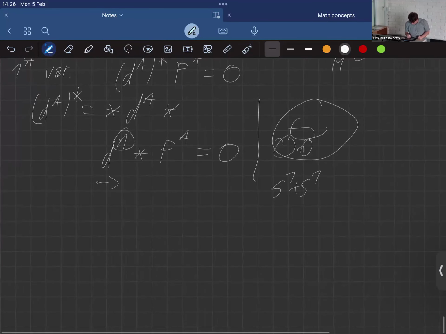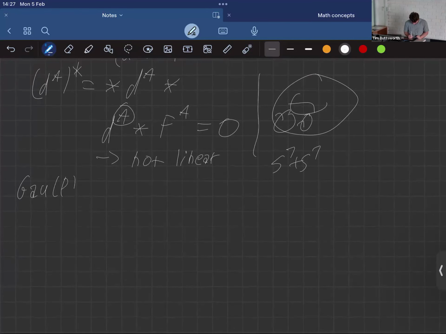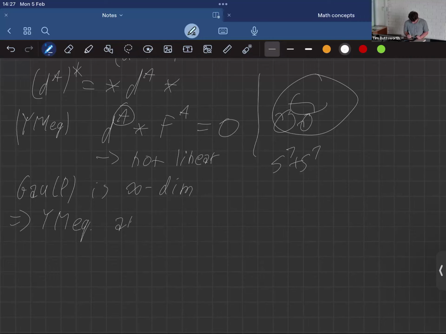So this A means nonlinear, and the nonlinearity is not so bad because we will see probably in the semester that it's something like quadratic-ish, so it's not that bad, but nevertheless it's not linear. And the gauge group is infinite dimensional, which implies the Yang-Mills equations are not elliptic.